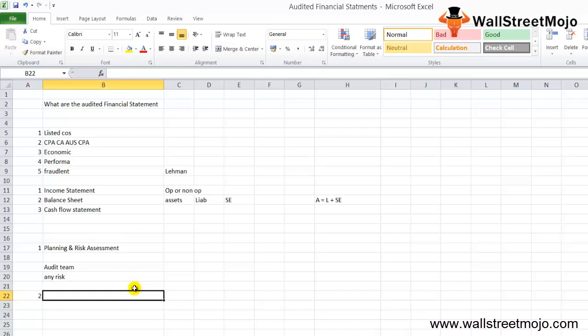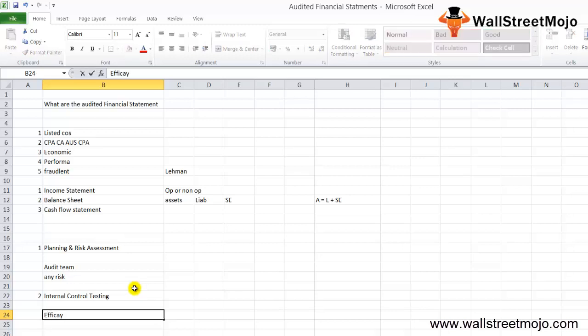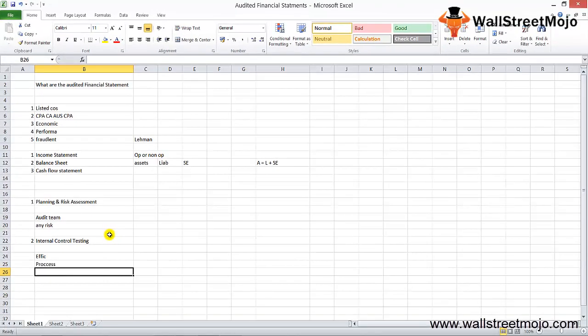The second phase is internal control testing. This stage involves a critical analysis of the internal controls adopted by the company and their level of efficacy in eliminating the possibility of material misstatements in the financial statement. These internal controls could include automated systems and processes employed by the company to ensure higher operational efficiency, safeguarding of the assets, and making sure that all the transactions are accurately reported.